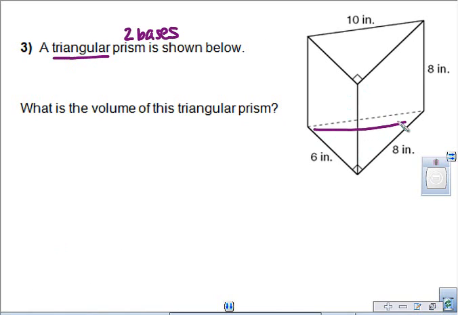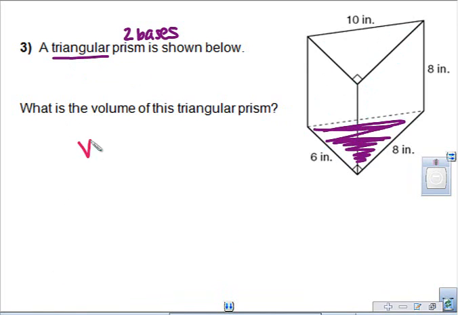This one happens to be sitting on the triangle, so it's more obvious, but a lot of times it may be sitting on the rectangular face, and y'all get confused. Remember, if it says it's a triangular prism, the triangle is the base. So here, if this is 10 across, this would also be 10 across the back, because these triangles on top and bottom are going to be congruent.